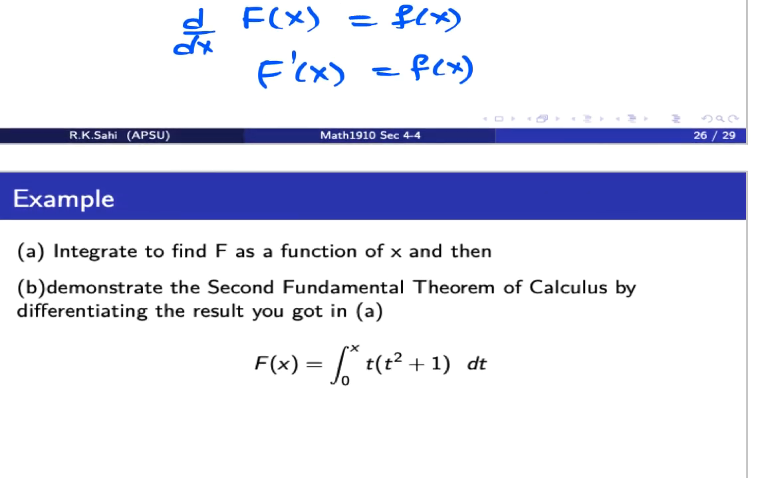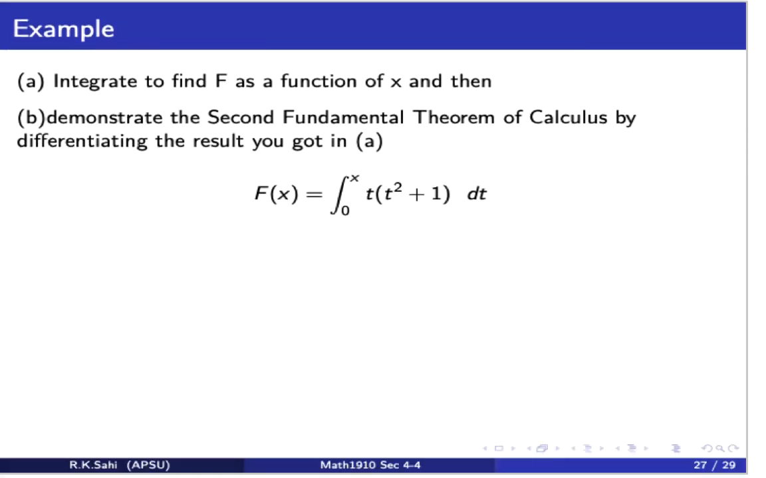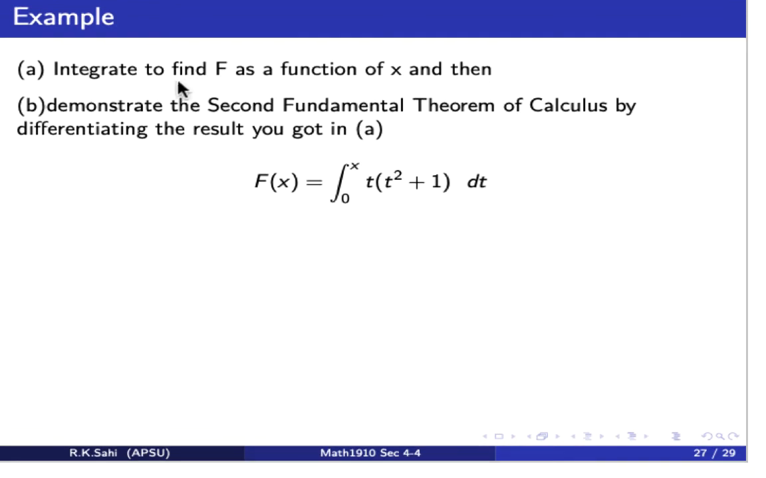Okay, so here's the example on it. We are going to first integrate this integral and find this F of x. Here what is happening is your a is a constant, whereas the upper limit is a variable. So the question says integrate this integral to find the capital F as a function of x. And then we demonstrate the second fundamental theorem, that is, you take the derivative, which will be equal to f of x. Okay, let's first of all integrate this function given to us. In other words, this part.